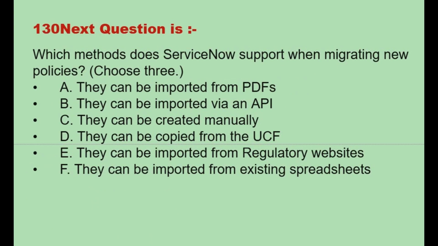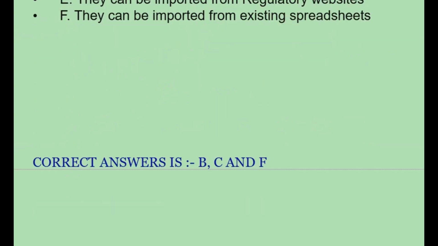Question is, which methods does ServiceNow support when migrating new policies? Choose three options. Option A, they can be imported from PDFs. Option B, they can be imported via an API. Option C, they can be created manually. Option D, they can be copied from the UCF. Option E, they can be imported from regulatory websites. Option F, they can be imported from existing spreadsheets. Correct answer is option B, C, and option F.